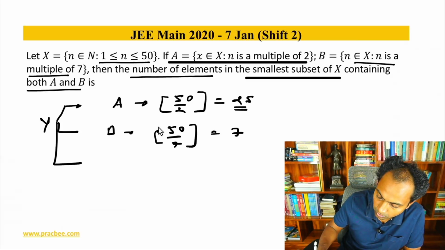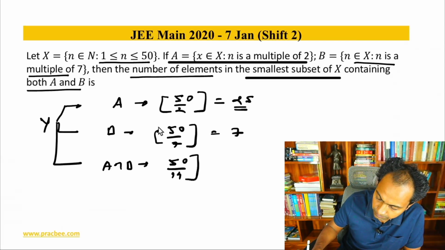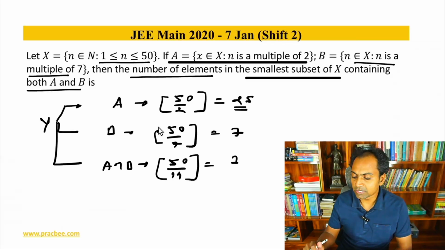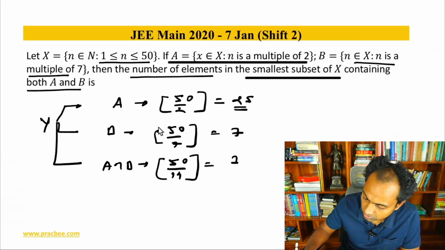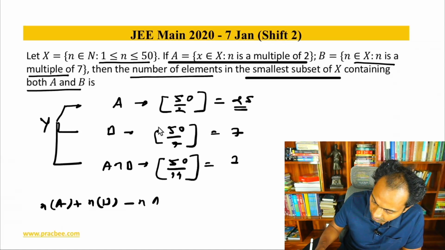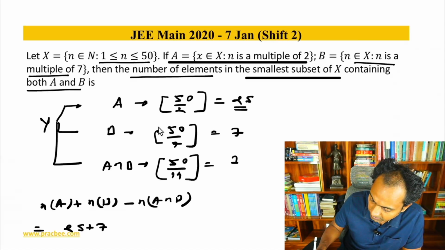And if I talk about both, that is the common elements, it would be 50 by 14, and this will come out to be 3. So now what they are saying is, the smallest subset will have how many elements? That would be nothing but n of A plus n of B minus n of A intersection B, and that will become 25 plus 7 minus 3, which comes out to be 29.